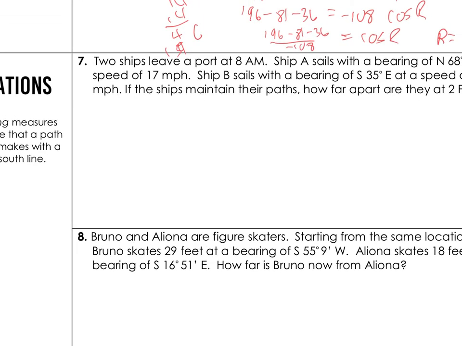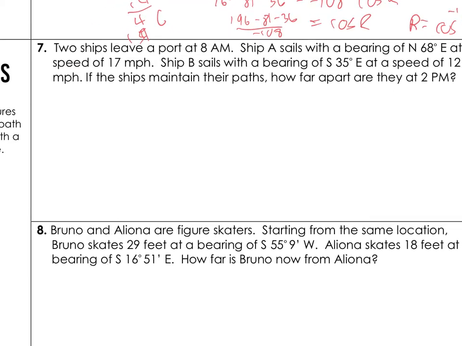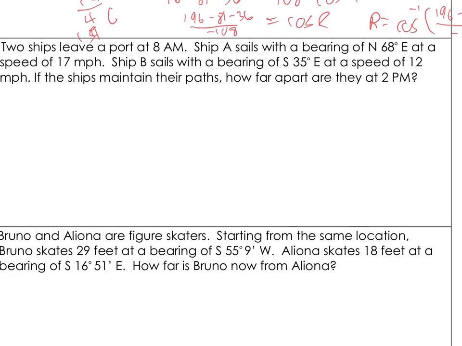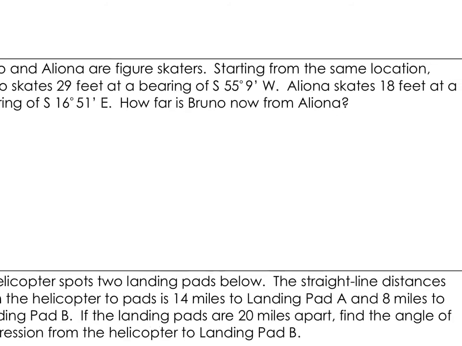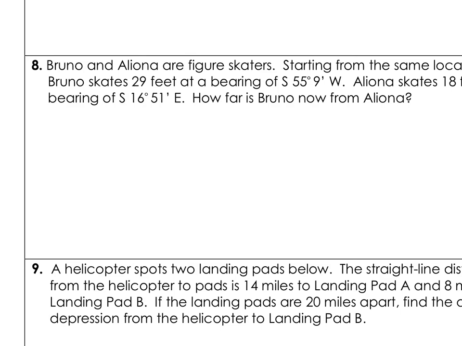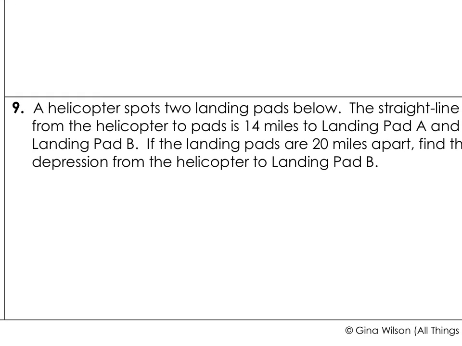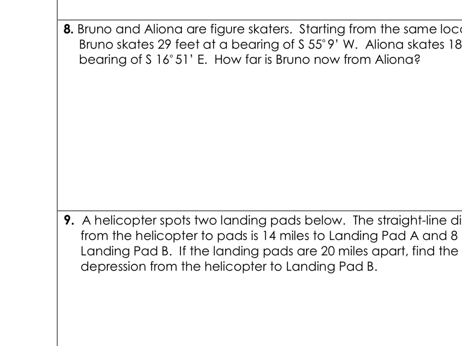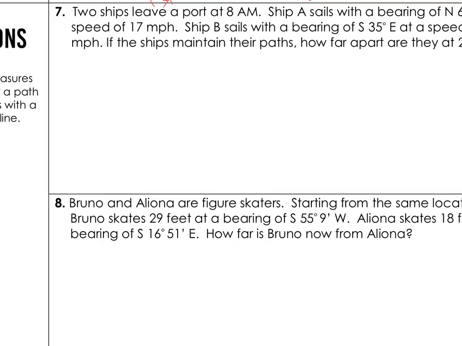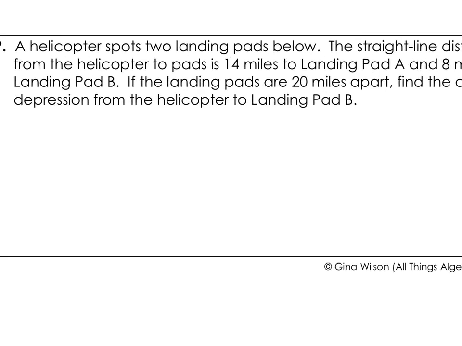Let's see. Do we want to do two ships leaving a port, one going north and another going east? Or do we want to do two figure skaters? They're skating from the same location. They both have different bearings, just like the boats. Or do we want to see a helicopter spotting two landing pads below, with straight line distances? Huh, which one do I want to do? Helicopter, figure skaters, or ships? Let me do the helicopters. I like helicopters. They're cool.